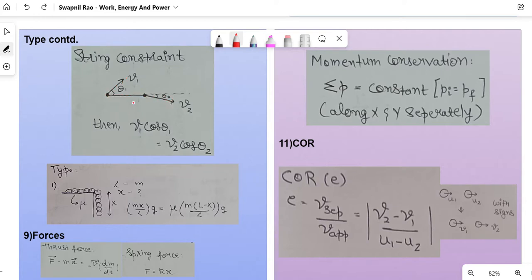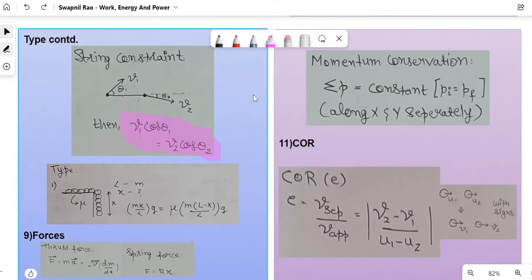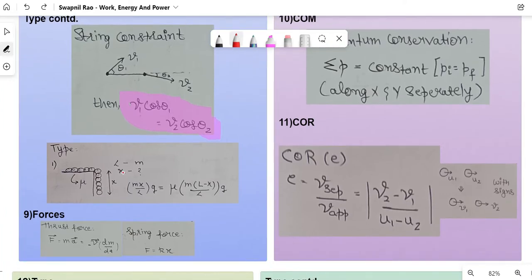One thing that you have to know is that the velocity along the string is always the same. If this fundamental concept is clear, then you can write equations for any kind of problem. Here v1 cos θ1 is along the string, and v2 cos θ2 is again along the string. You have to basically equate them: v1 cos θ1 is equal to v2 cos θ2, and you'll be able to find v1 and v2, or whatever they're asking to find. This is somewhat not in NCERT if you just look at it, but okay, you never know what will happen.